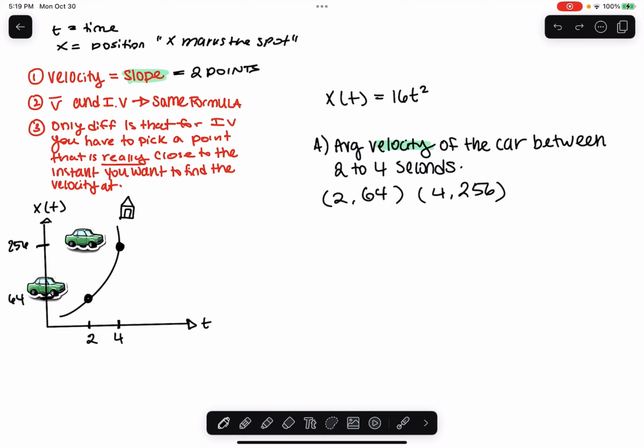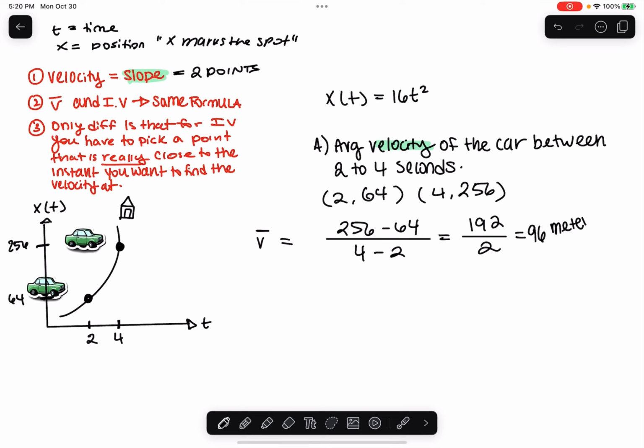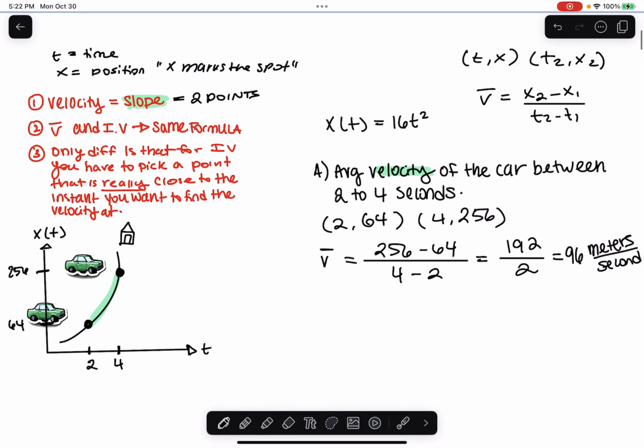So what's our slope formula? It's always going to be the difference between the y's over the difference between the x values. In this case, it's the difference between the position versus the difference between the times. And so average velocity is equal to the change in position over the change in time: 256 minus 64 over 4 minus 2. Here that is 192, and 4 minus 2 is 2. That gives you 96. The units of average velocity are meters per second. So really we're saying that the average velocity of the car between 2 to 4 seconds is 96 meters per second. Just to be specific, this is your velocity formula. It's simply the difference in your position over the difference in your time.